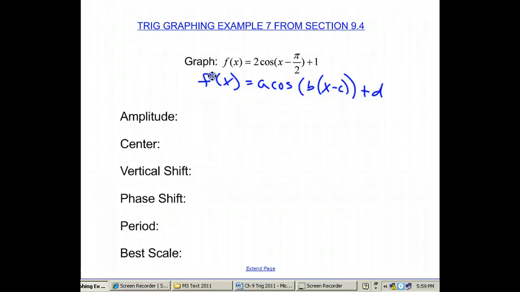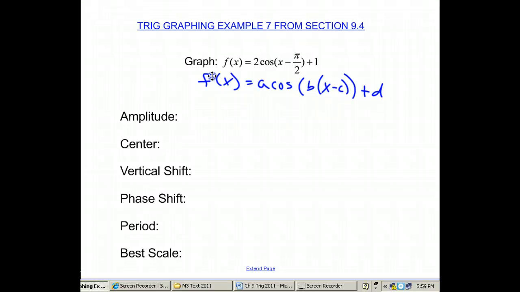So to start graphing, I would not just grab a graph and start plotting right away. The first thing to do is to figure out these important pieces. What's the amplitude? What's the center? My vertical shift, my phase shift, my period, and my best scale. So let's get these written down before we go ahead and graph.